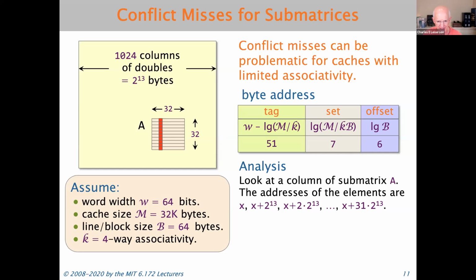Now, what's interesting about these elements? Can somebody answer on Slack? What's interesting about these elements? X plus 2 to the 13th, for whatever X might happen to be. X plus 2 times 2 to the 13th, and so forth. What's interesting about those?